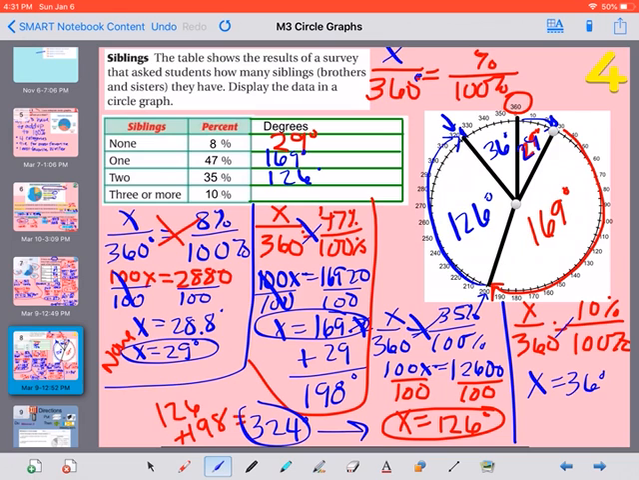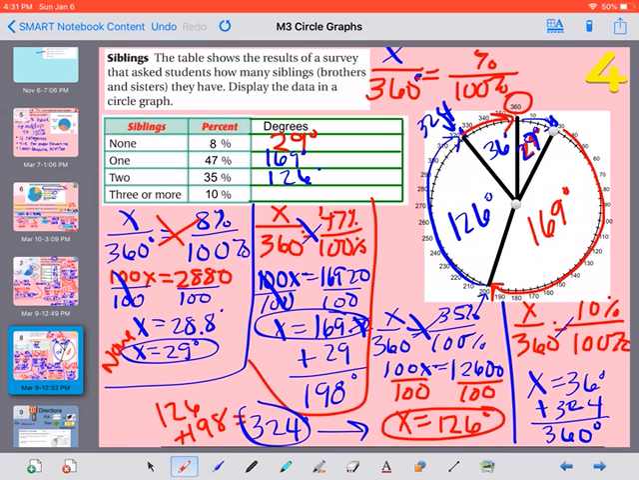It's a little bit bigger than this one, which was 29. If we add 324 plus 36, we get 360, the full circle. So we added 324, which is where we left off at, plus the 36 degrees gave us the full circle. We made it all the way around our circle. All four pieces added up nicely to 360 degrees.